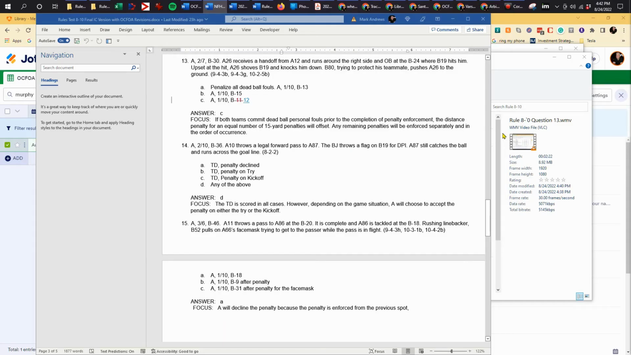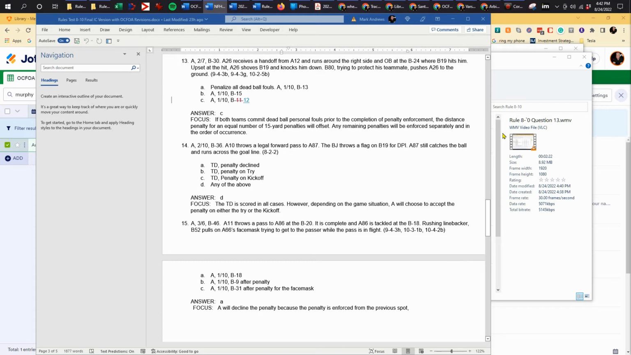Question number 14. A, 2nd and 10 at the B36. A10 throws a legal forward pass to A87. The back judge throws a flag on B19 for defensive pass interference. A87 still catches the ball and runs across the goal line. And the rule reference is 822.